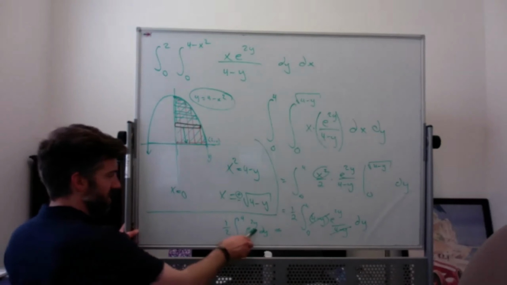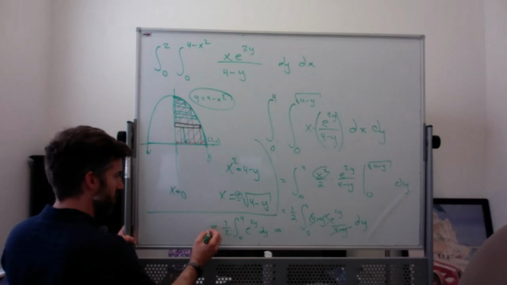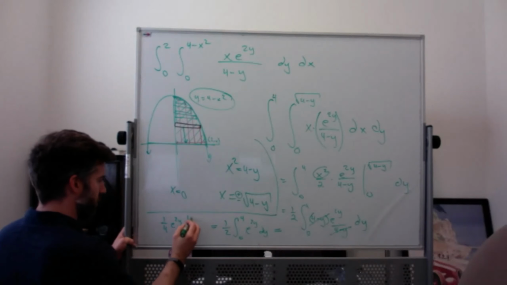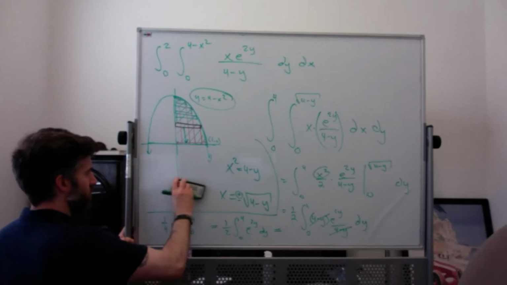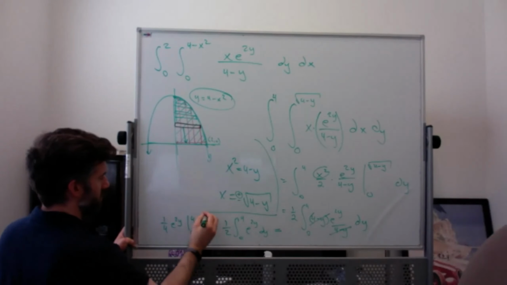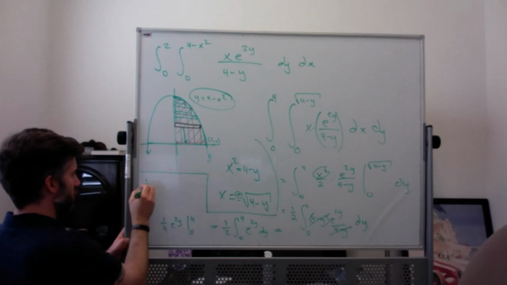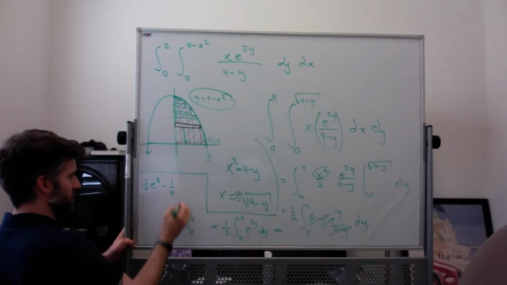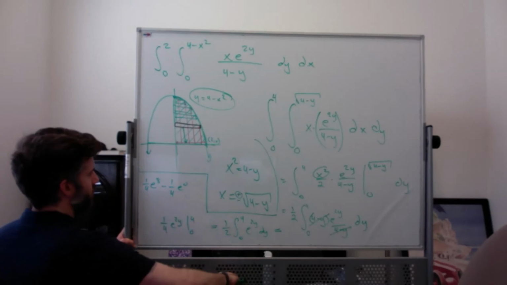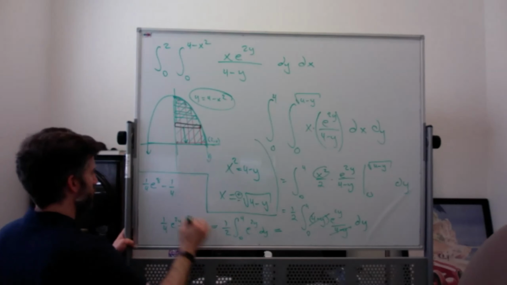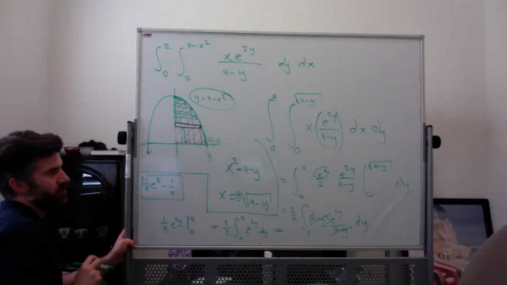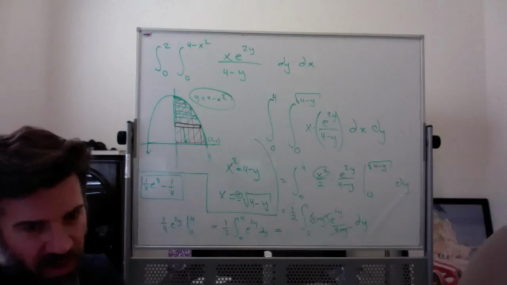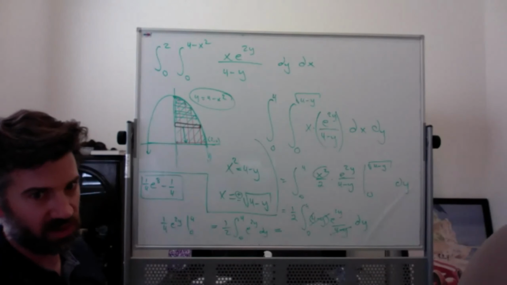We anti-differentiate this, we get another division by 2. So we actually get 1/4 e to the 2y from 0 to 4. And plugging in, sorry, I'm going backwards here. Plugging in, we get 1/4 e to the 2 times 4, which is 8, minus 1/4 e to the 0, which is just 1. So that would be our final answer. So that's an example of how these problems can start off looking terrible, but actually end up being not that bad as soon as you change the order of integration.